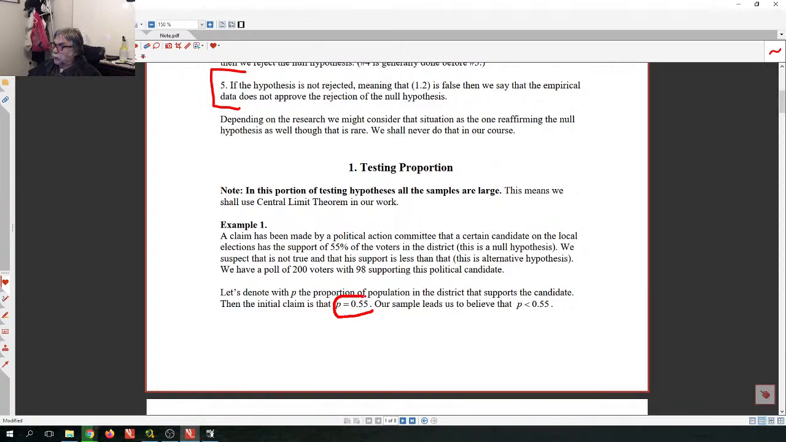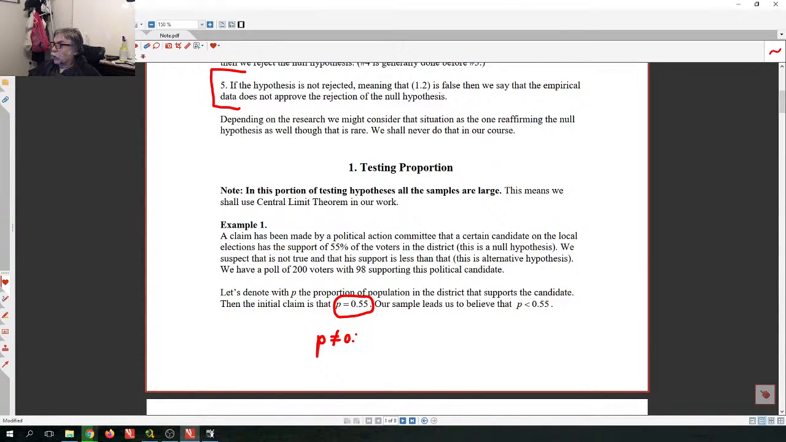Proportion of the population supporting the political candidate is 55%. Always use decimals for any calculation, right? Not percentages. Then we have a sample. In the sample of 200 voters, we have 98 supporting him, and that would be less than 50%. It's actually 49%. So now, based on the sample, we think that this initial claim is not true.